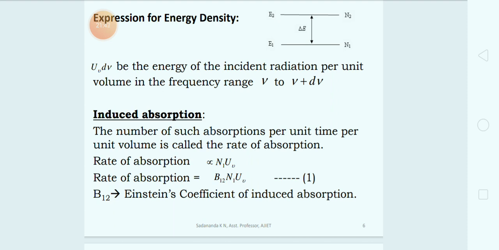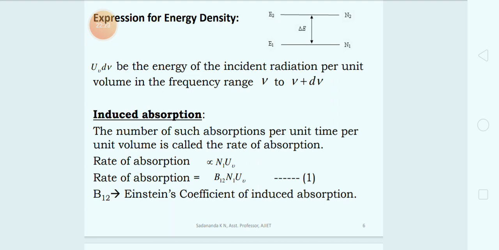So let us see what the induced absorptions are in this particular case. I already explained the induced absorption, so I am not going to talk about it once again. The number of induced absorptions per unit time, per unit volume is called the rate of induced absorption. The rate of absorption depends on two parameters, that is the number density of the lower energy state, N1, and the energy density U nu.